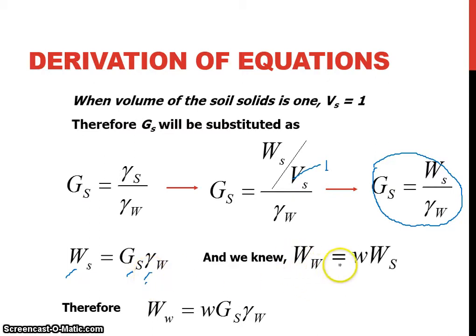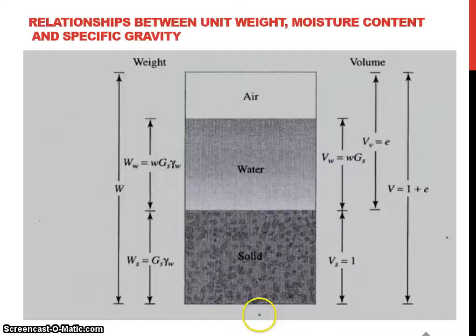We know that the moisture content is actually Ww divided by Ws. So we multiply by the moisture content, and we get Ww equal to the moisture content, specific gravity, and also the unit weight of water. So we get two results, this one and another one. You can try by yourself to get the volume of water. I just leave a note here: volume of water is moisture content times the specific gravity.